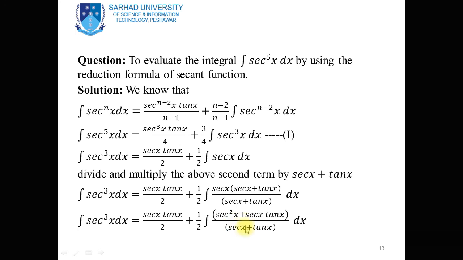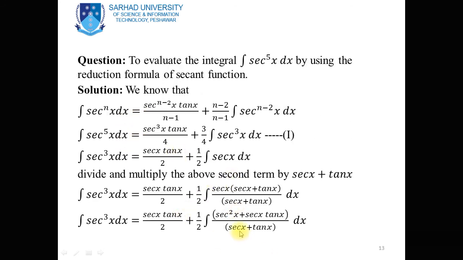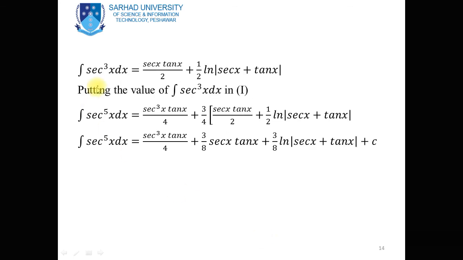Now we know the derivative of secant x plus tangent x, because the derivative of secant x is secant x into tangent x and the derivative of tangent x is secant square x. Now the derivative of the denominator is present in the numerator, so for the integration we can take the natural log of the denominator. So the integration of secant cube x with respect to x is equal to secant x into tangent x divided by 2 plus 1 over 2 into natural log of secant x plus tangent x.